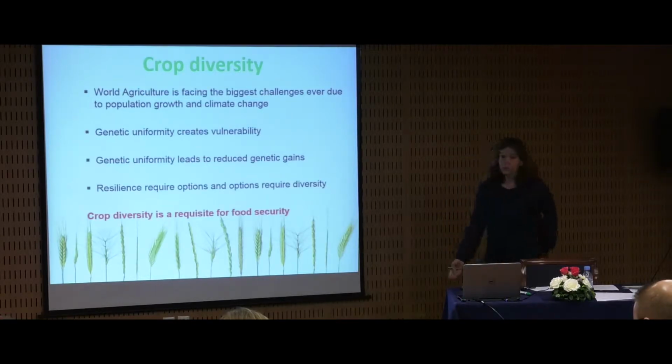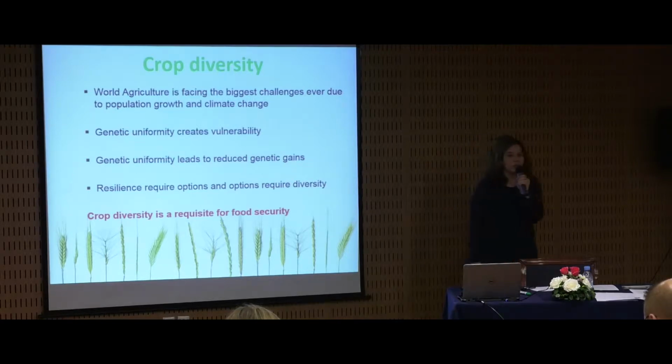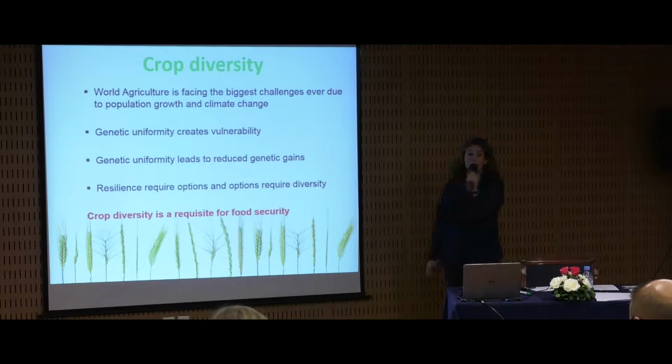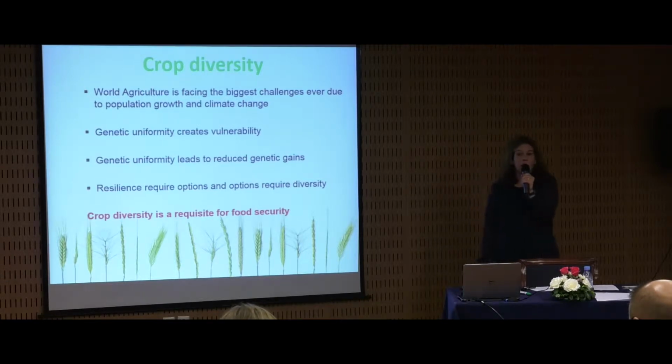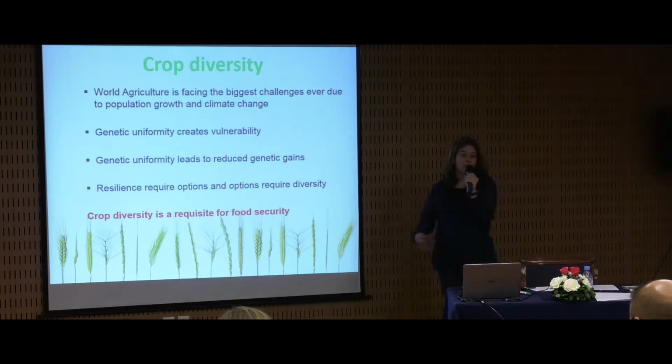So crop diversity. We all work in agriculture, and we know that we probably have the biggest challenges ahead since probably history. Genetic uniformity itself increases vulnerability, and we have seen that in the past. For wheat, genetic uniformity is also leading to reduced genetic gains, and resilience requires options, and options require diversity, and that is why I believe crop diversity is actually a requisite for food security. So we have to bring diversity in to be able to make genetic gain and to be able to diversify in regions or countries.